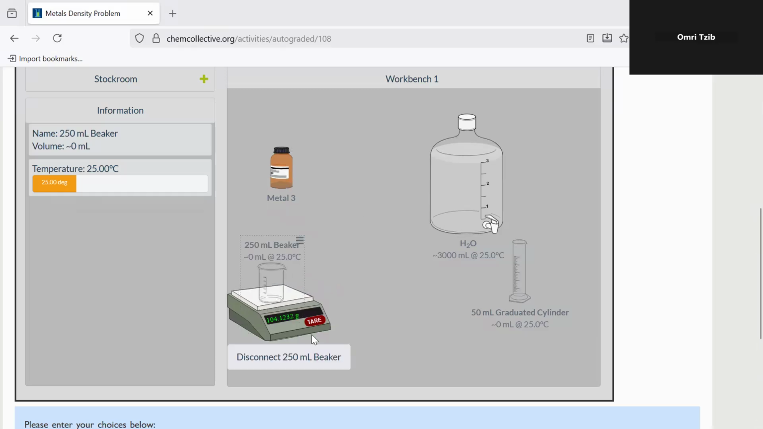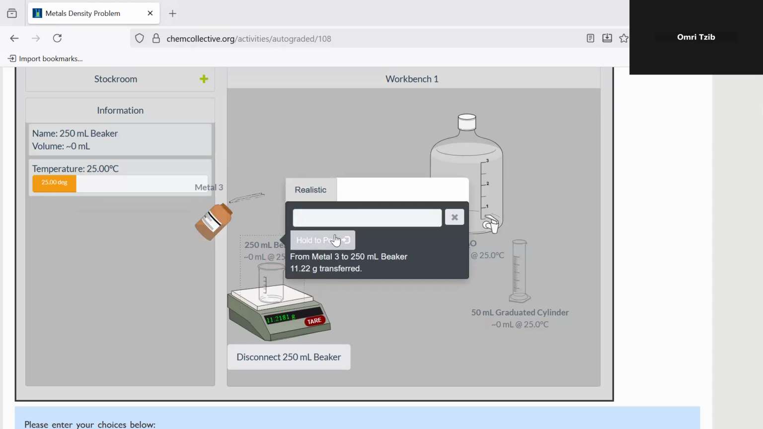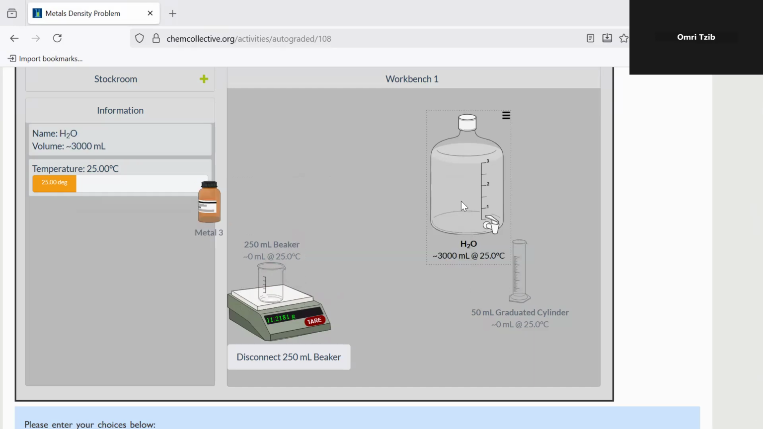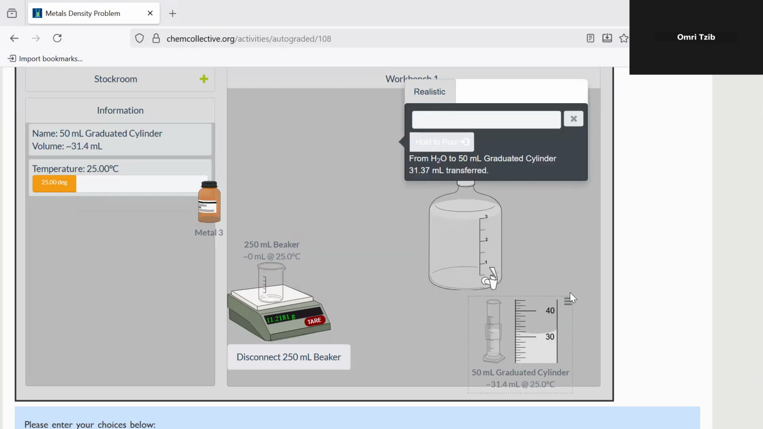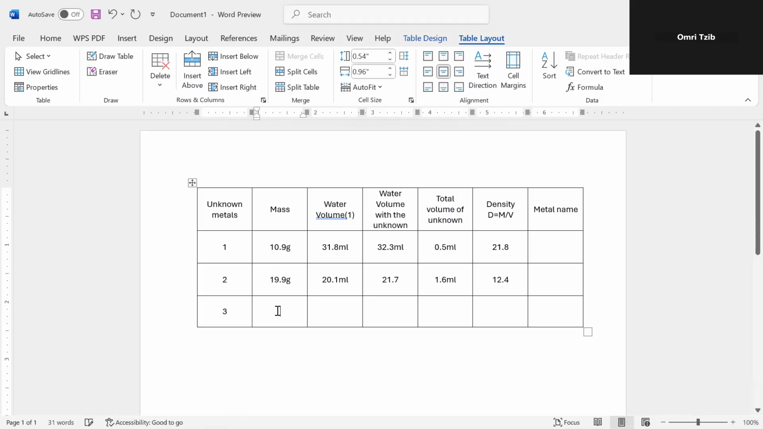So now we find the mass given. The mass given is 11.22, so we round off to 11.2 grams. And now we add our water. So now we are given 31.4 milliliters. Now we just place this information in. So our mass was 11.2 grams and our volume was 31.4 milliliters.